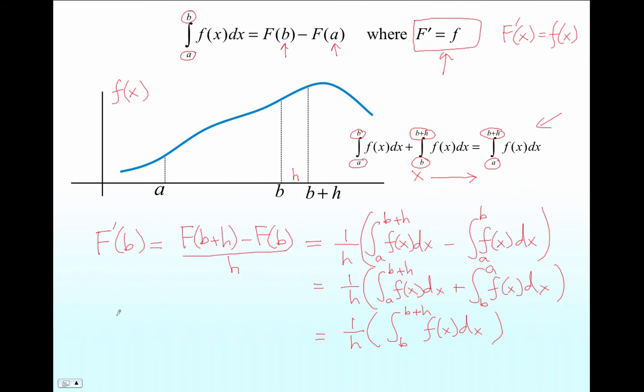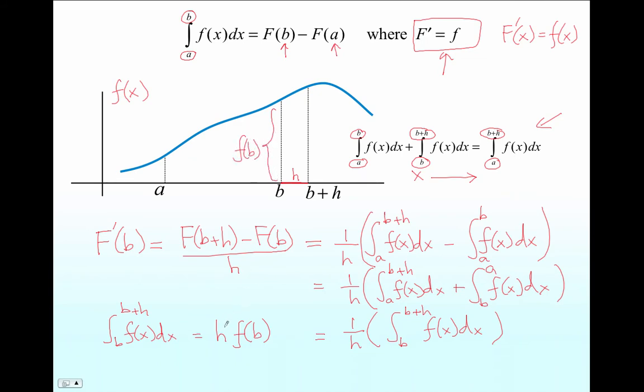What this tells us is something very interesting, that the integral of b to b plus h of f of x dx is equal to h times F prime of b. But what's F prime of b? According to what we have over here, what we started with, F prime of b is equal to f of b itself. So it's h times f of b. So now let's come to this diagram over here. H is this distance, and f of b is this height.